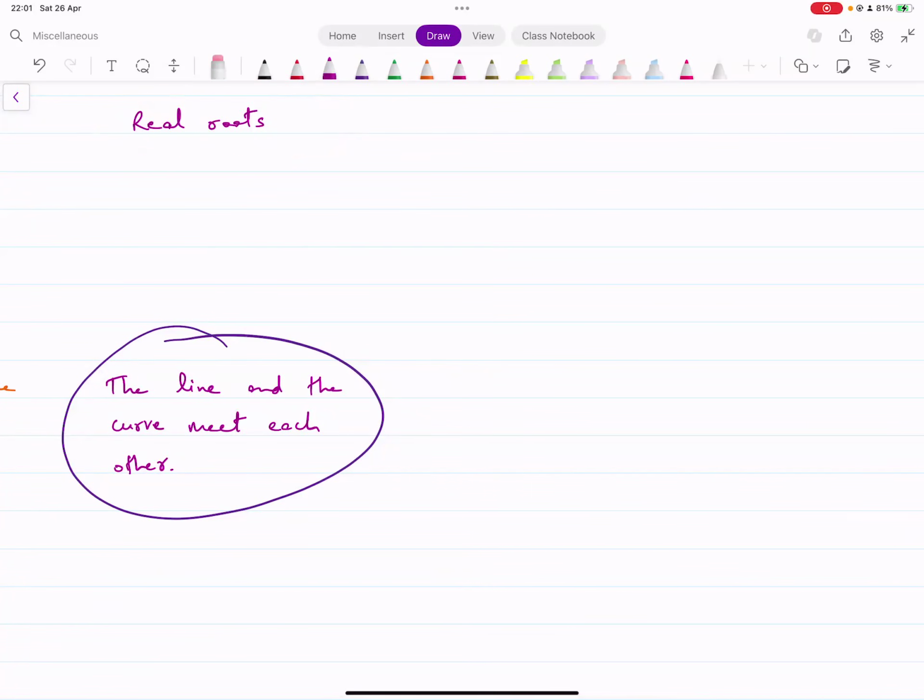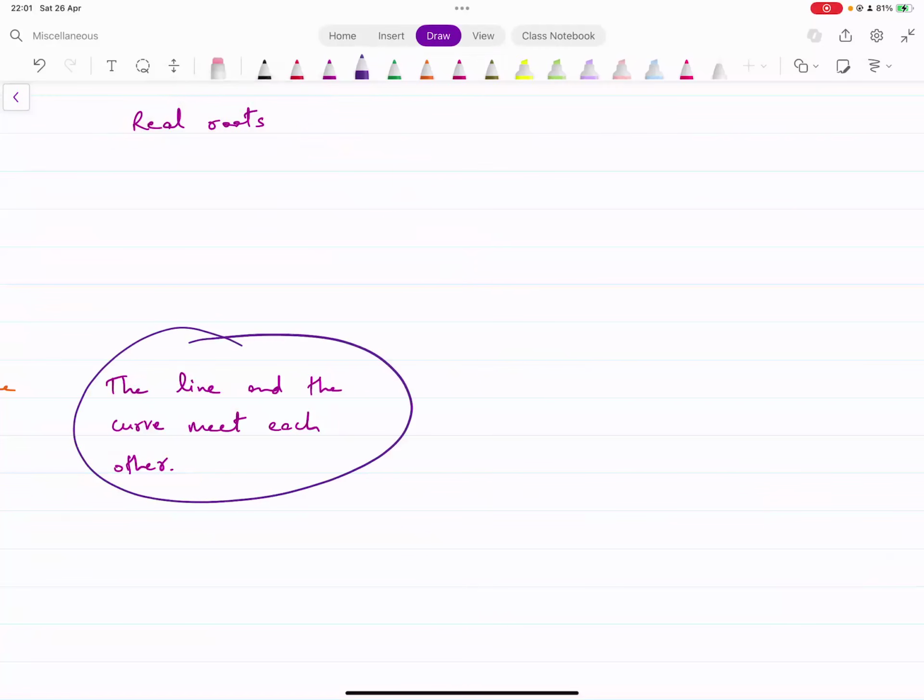So if they have real roots, they could have two different roots. They could have two equal roots, one root, two roots. We're not sure about that. If they say the line and the curve meet each other, now at how many points do they meet? Do they meet once? Do they meet twice? We're not sure about that.